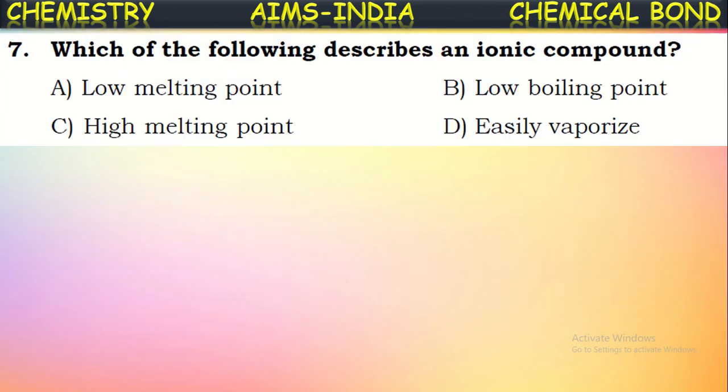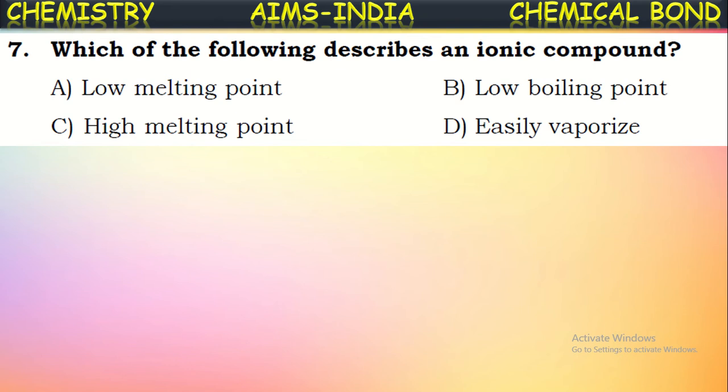Okay, next one. Which of the following describes an ionic compound? So here some properties are mentioned. Which property describes an ionic compound? Let us see. Low melting point, low boiling point, high melting point, easily vaporizes. Which will be the property of ionic compound?